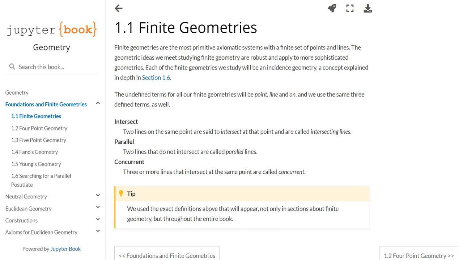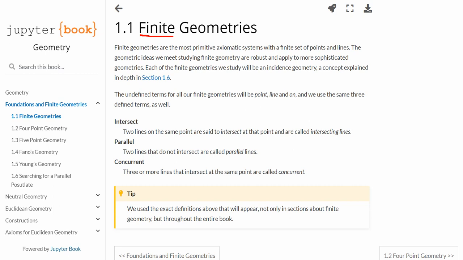To study the ideas of axiomatic systems, we're going to start with the very smallest possible geometries, these finite geometries. They have a finite number of points and lines. There's only a few theorems you can prove about them. They're not very interesting as axiomatic systems, but they do allow us to get used to using the axioms, the undefined terms, and so forth.